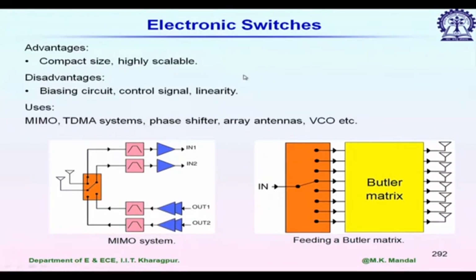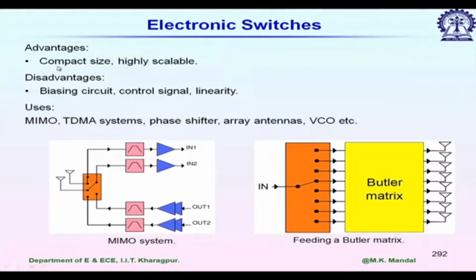So, in this class we will mainly concentrate on different types of electronic switches. Because of their advantages, compact size, and since they are highly scalable, but already we have seen the disadvantages: that we need biasing circuit, control signal, and linearity is a problem. They are typically used in MIMO structure, TDMA systems, phase shifters, array antennas, voltage controlled oscillator, etc.